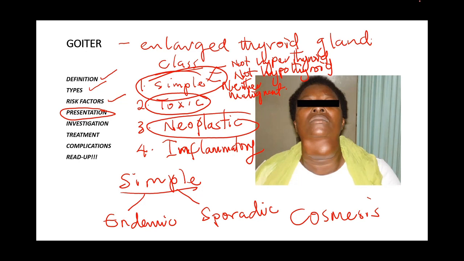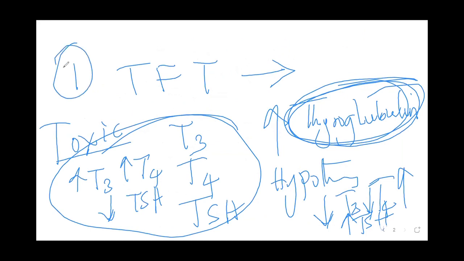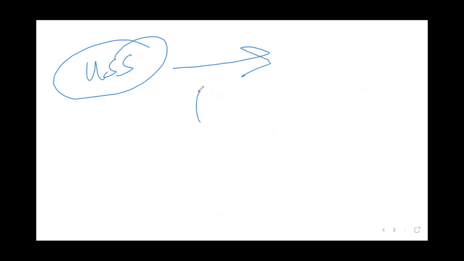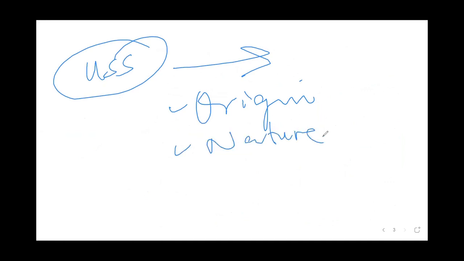Now, that is the first investigation we talked about. Now, we will talk about some other investigations. We talked about number one, thyroid function test. Number two, you have to do an ultrasound scan of the neck. This ultrasound scan will tell you the origin, that it's originating from the thyroid gland. It's going to tell you the nature, whether it's cystic or solid. It's going to tell you the actual size. It will tell you the status of the lymph nodes of the neck. You know, when you start seeing an enlarged lymph node in the neck, you have to be worried.